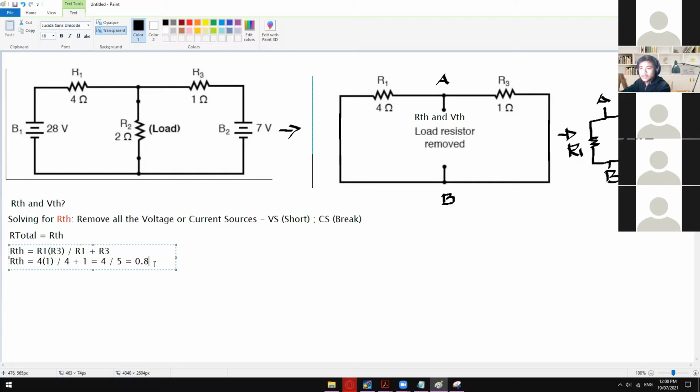Please verify if this is 0.8 ohms. Please check this using your calculator, and then let me know if 0.8 is correct or not. Correct, sir. Correct. Okay, so that is if we have the R load in here.